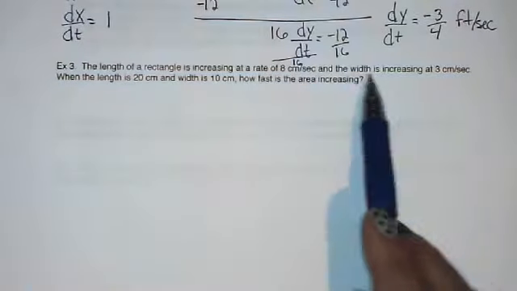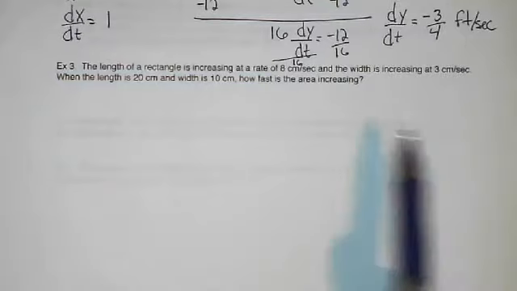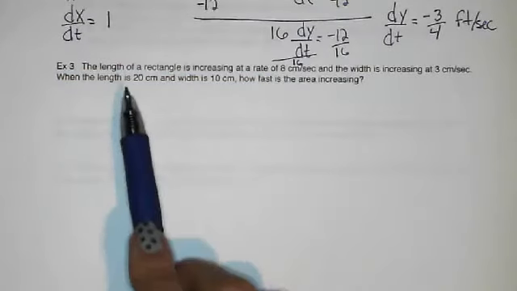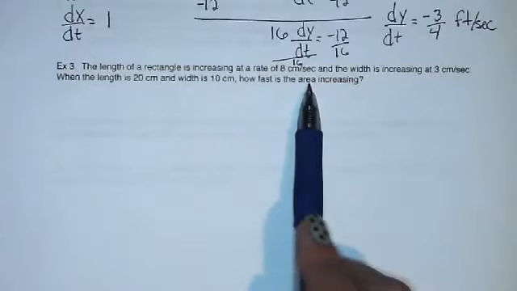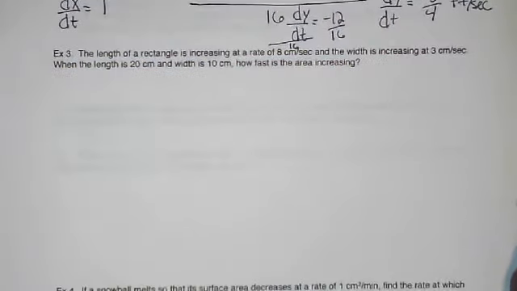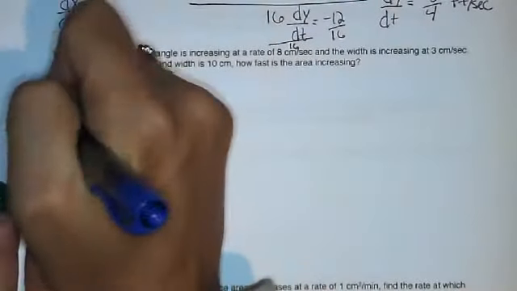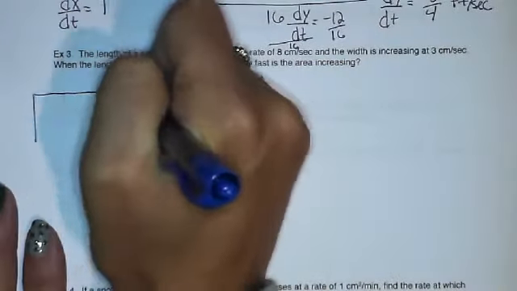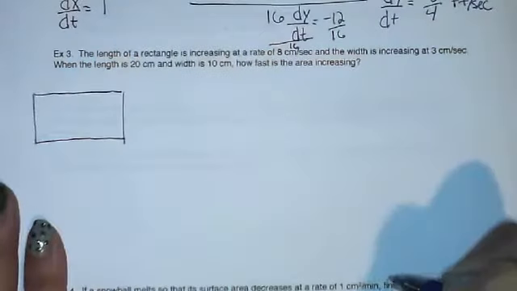Okay, try another. The length of a rectangle is increasing at a rate of 8 centimeters per second, and the width is increasing at 3 centimeters per second. So they're changing at different rates. When the length is 20 centimeters and the width is 10, how fast is the area changing? So our picture is just a rectangle with an area formula.